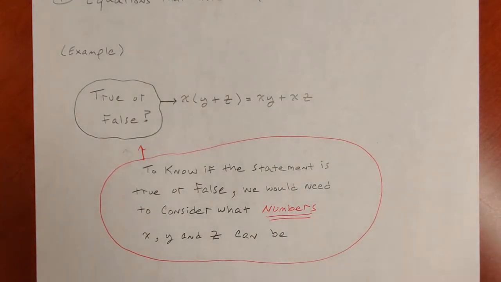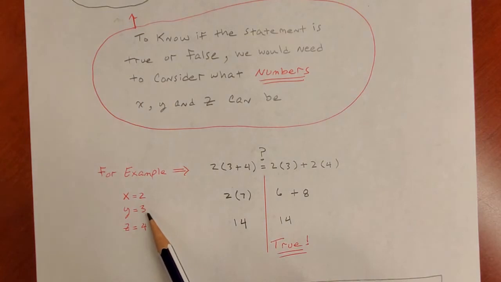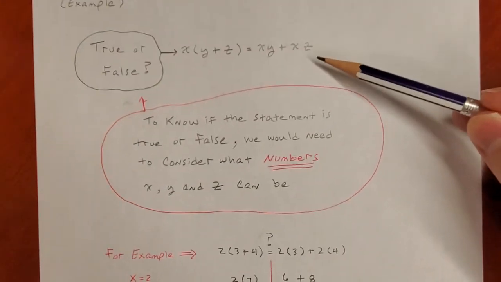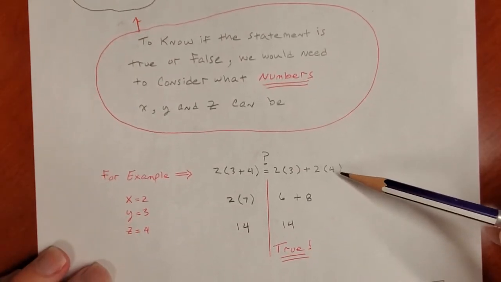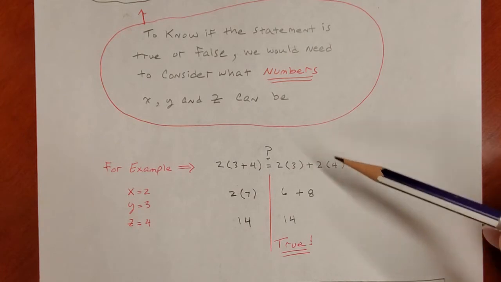So for example, here's what I mean. What if I let x be 2, y be 3, z be 4? Then this statement would look like this, and then I can definitively tell you whether it's true or not. Okay, so here we go.